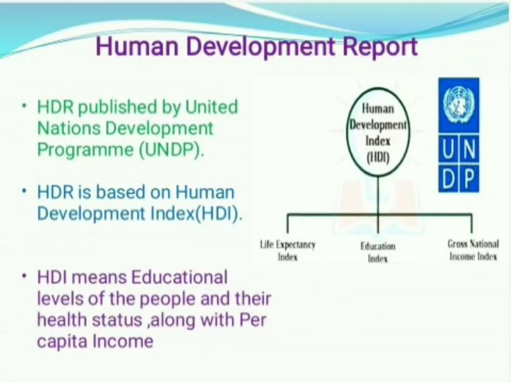The Human Development Report, HDR, is published by the United Nations Development Programme, that means UNDP, every year. UNDP is one of the agencies of the United Nations Organization. HDR is based on HDI, the Human Development Index. Human Development Index means the educational levels of the people and their health status along with per capita income.